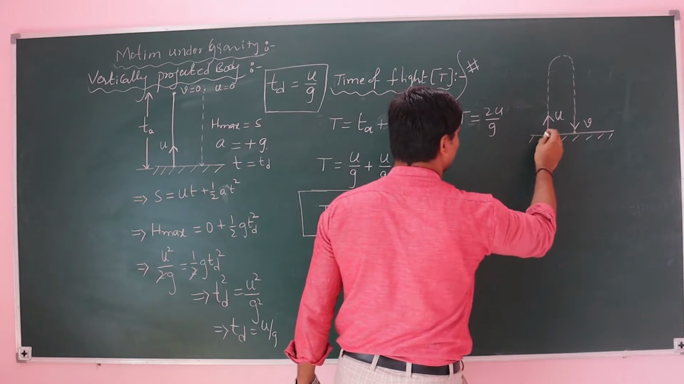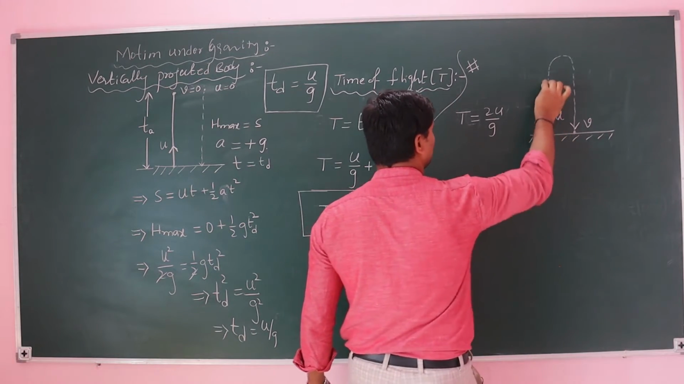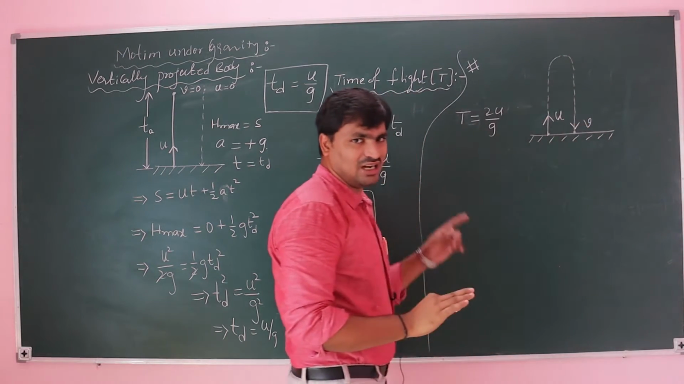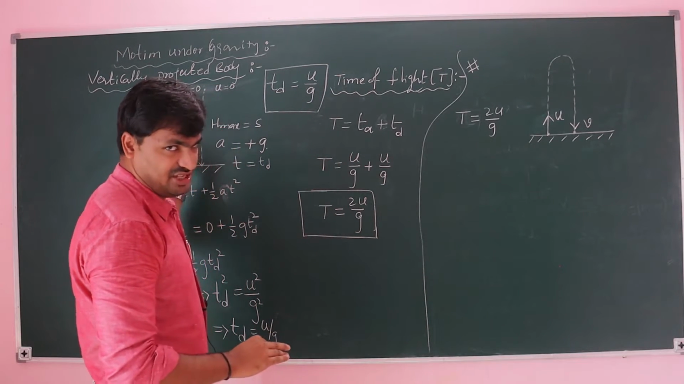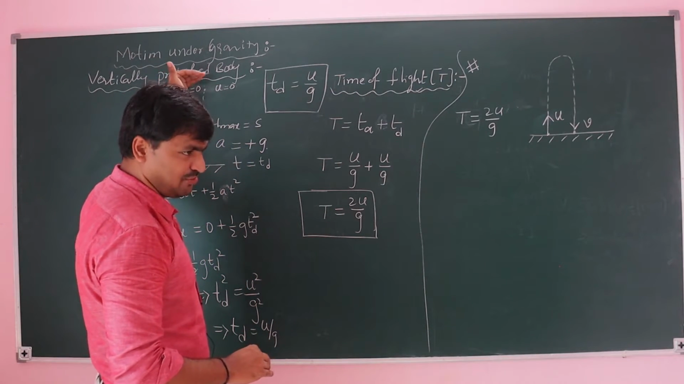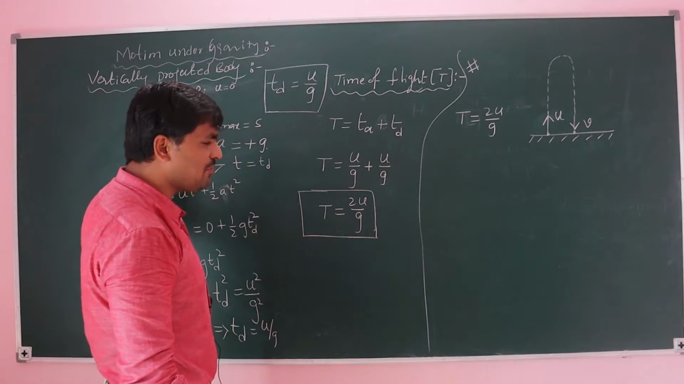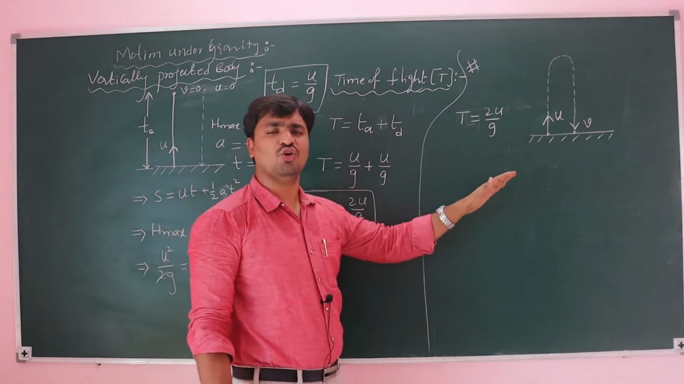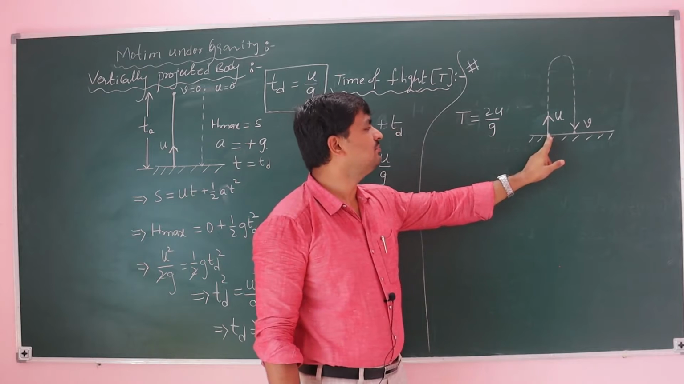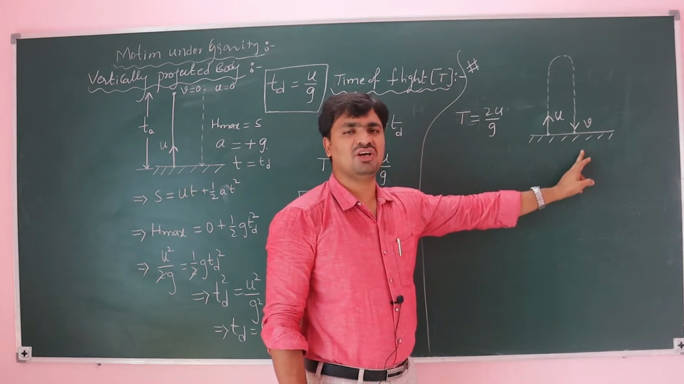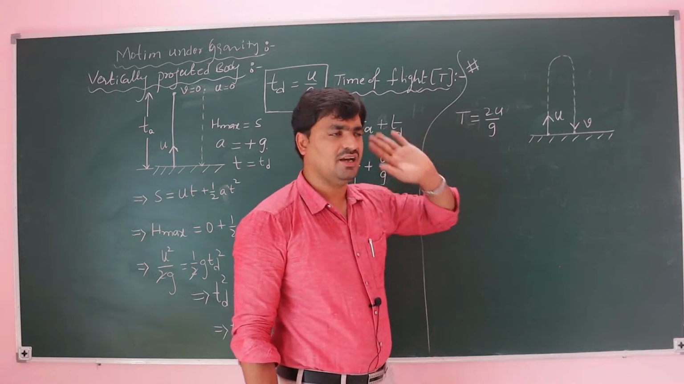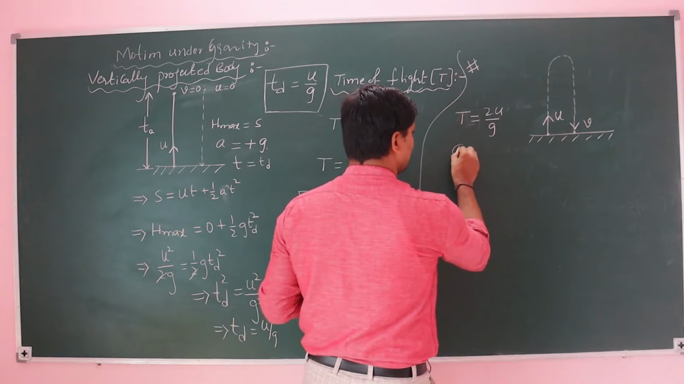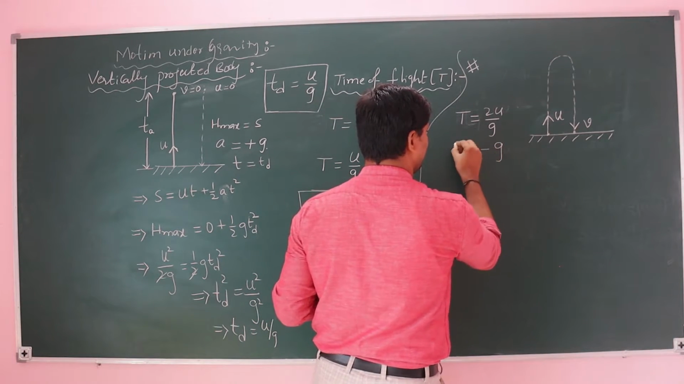Initially we considered up to the maximum height and then from maximum height to ground, but here I am considering it as one case, from ground to maximum height and again to the ground. So now the acceleration due to gravity value is minus g.